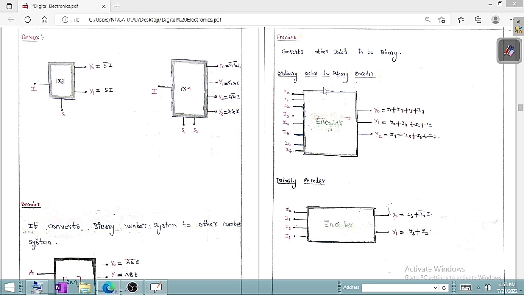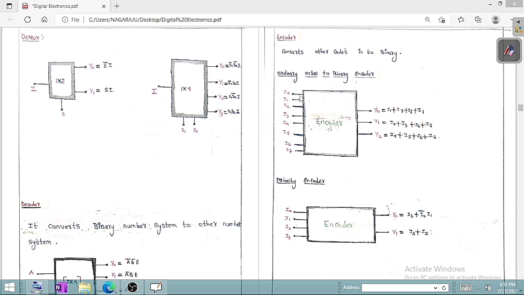For octal we get inputs I0 to I7: I0, I1, I2, I3, I4, I5, I6 and I7. Now this is the encoder. For each and every octal digit we can represent it by 3-bit binary, so outputs Y0, Y1 and Y2. Now you have to write the truth table for all of these: I0 to I7 and Y0, Y1, Y2.